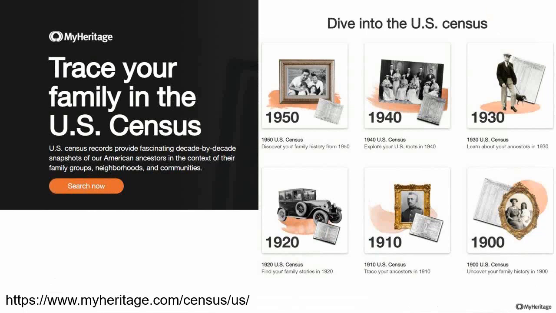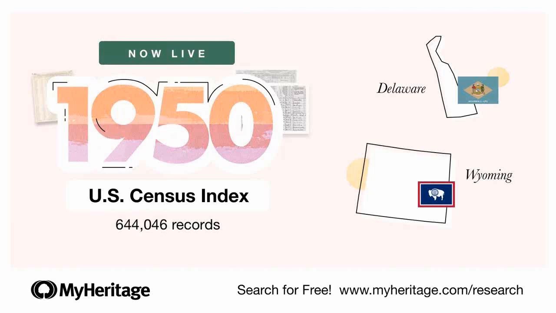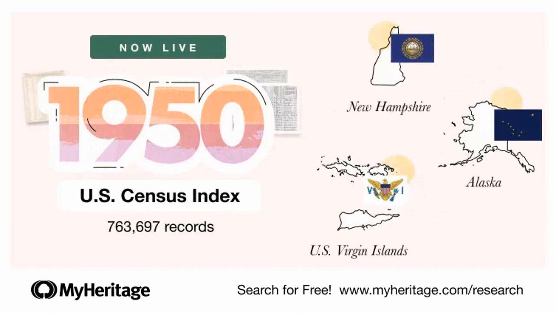And if you want to know more about those, MyHeritage will have dedicated pages for you to learn and become a better genealogist. We just released a couple of days ago Delaware and Wyoming, and just a few hours ago, a new release of 763,000 records for New Hampshire, Alaska, and the U.S. Virgin Islands. All these records are totally free with images whenever you search on myheritage.com/research. Keep an eye on our blog and our communications, because we are going to keep releasing more and more states and territories as we go.